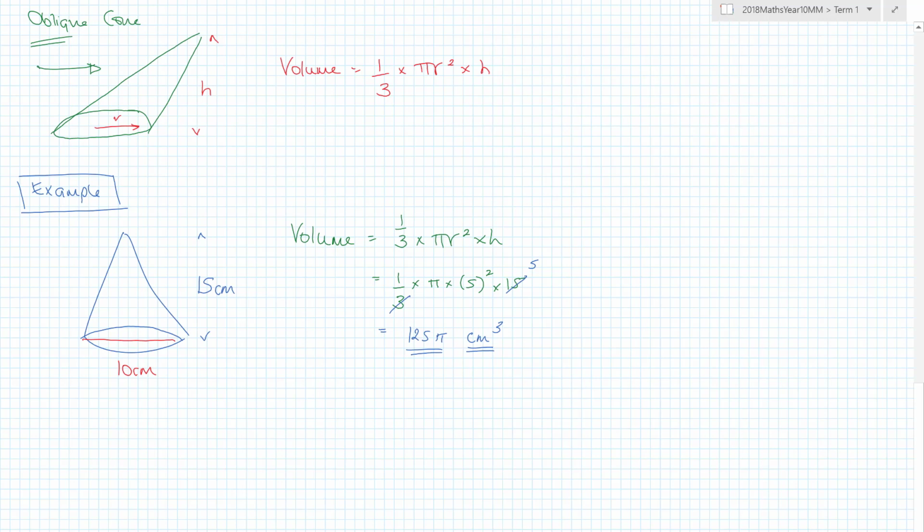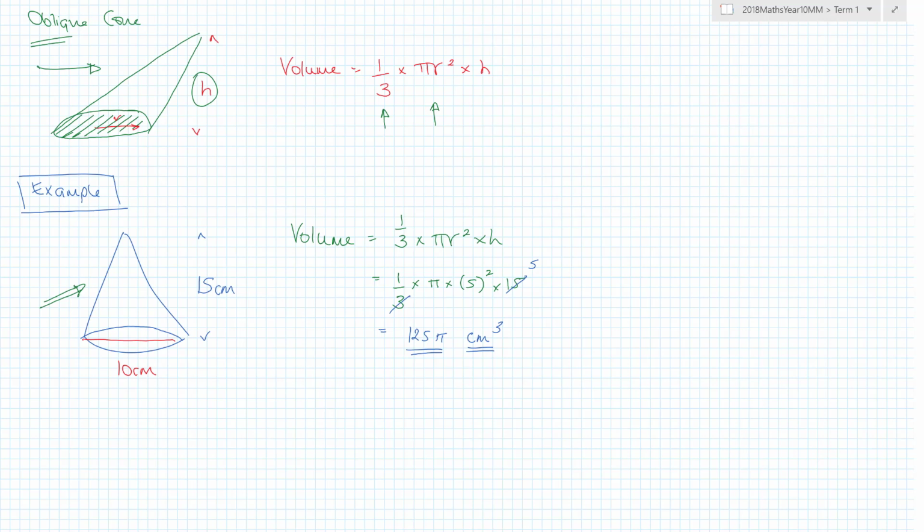So what do we look at here? My volume is once again 1/3 times pi r squared. Why pi r squared? Because that is a circle times the height. Now again, this has to be my vertical height between the base and the highest point of my cone, not the slant height. And here's an example. I know this cone doesn't look very oblique. Let's just pretend for now it is oblique. But what would, oh no.